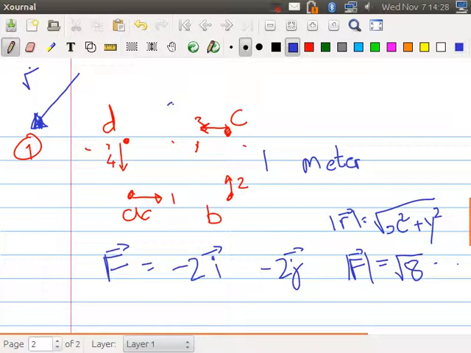And we'll call that root 8. Why did I draw it going down this way? Because it's minus 2 and minus 2, so it's going southwest. Now, I want to find this distance here.